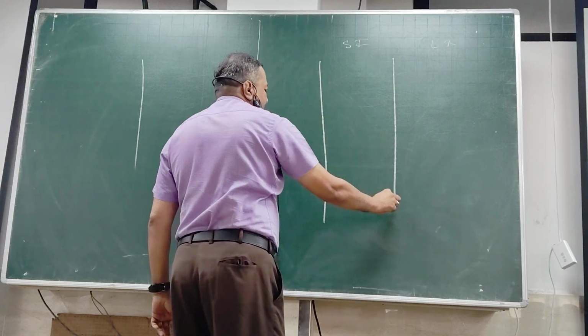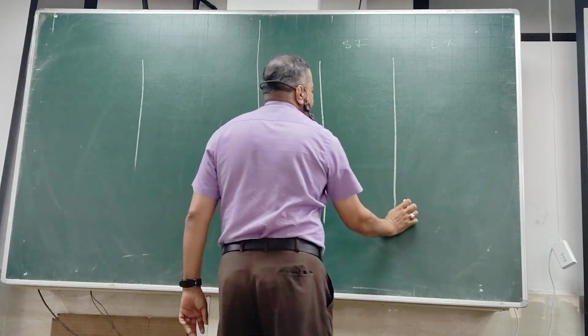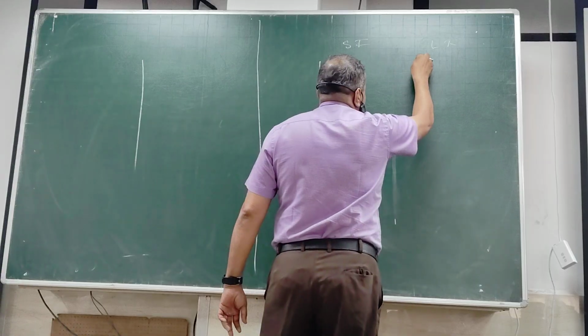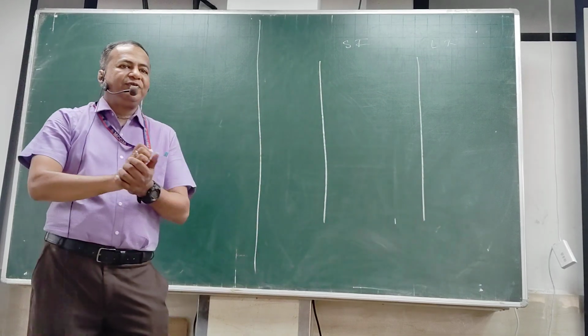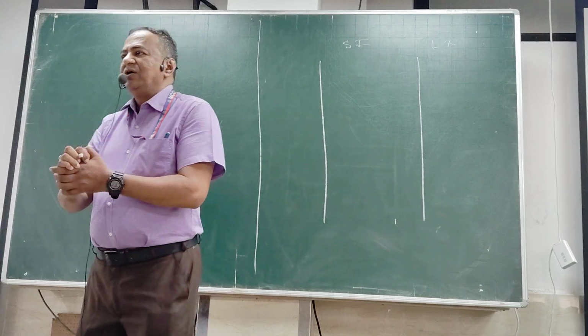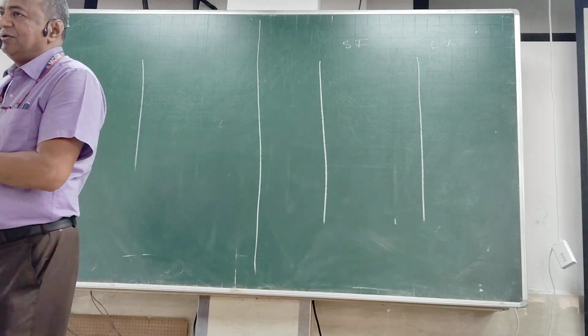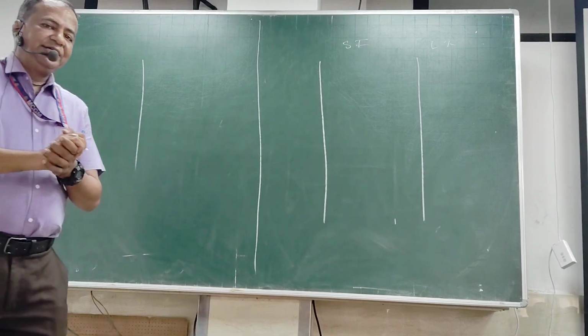Small intestine and large intestine. When I teach this, I say there are 4 features of large intestine which are absent in small intestine.